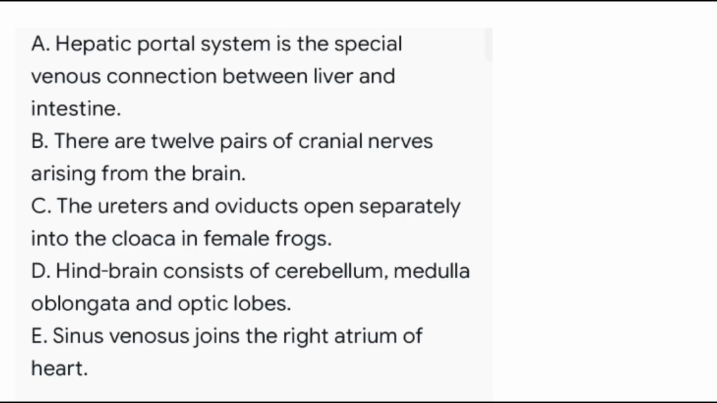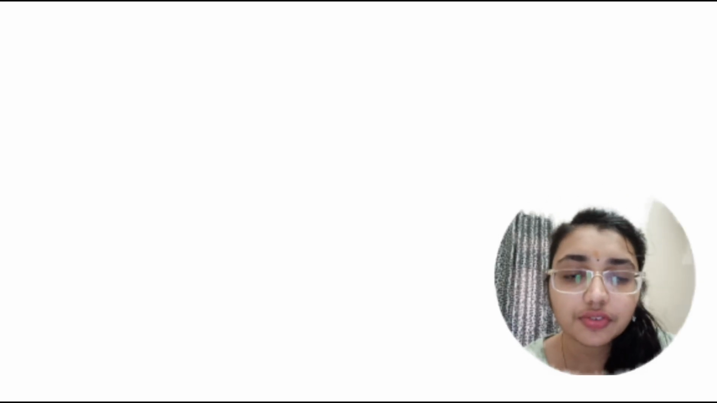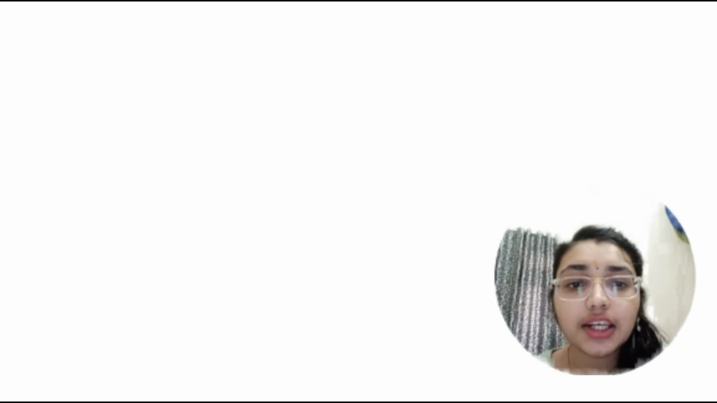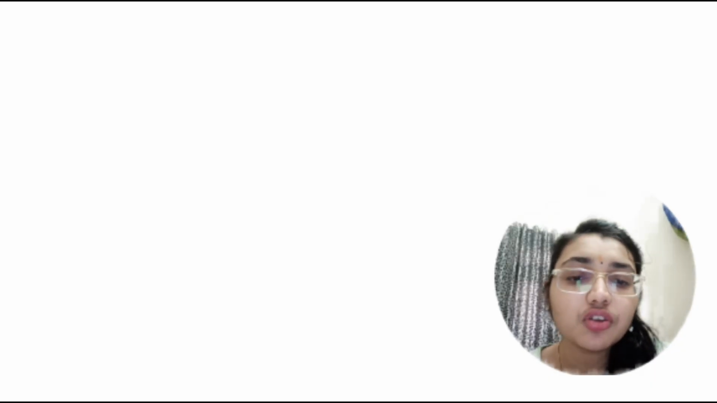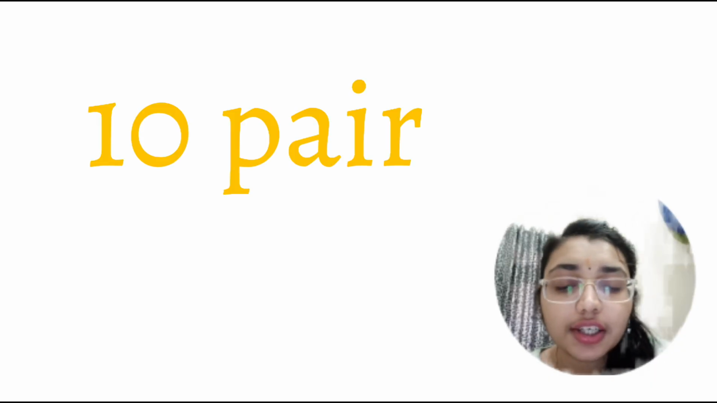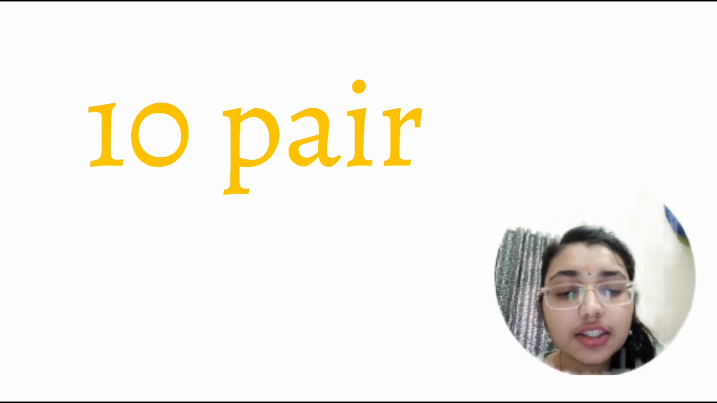Now moving to the next question. Before that, why are B and D incorrect? Here B is incorrect because frogs have 10 pairs of cranial nerves, not 12. And D is incorrect because optic lobes are a part of the midbrain, not the hindbrain.